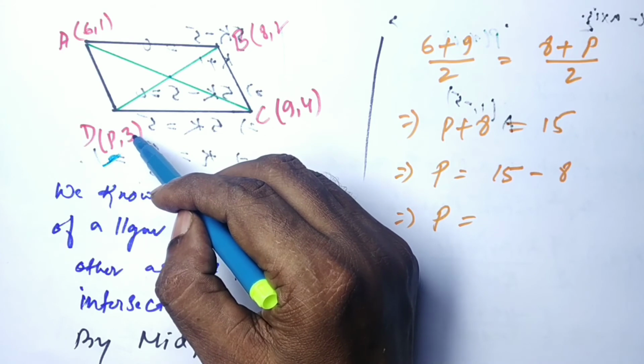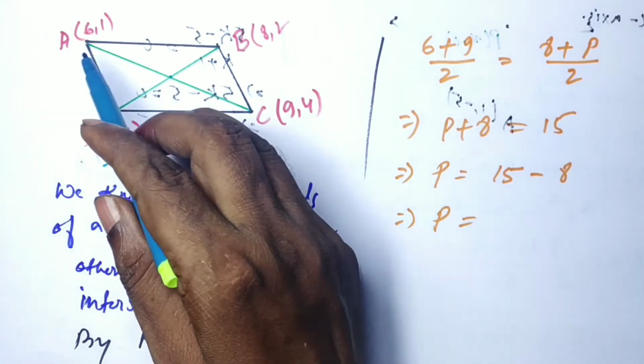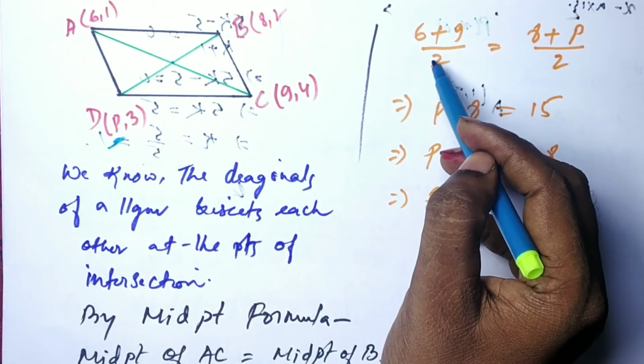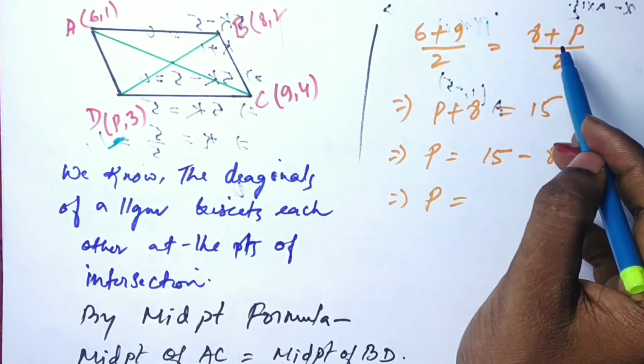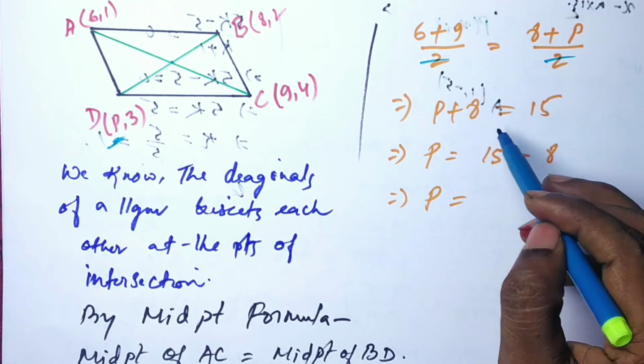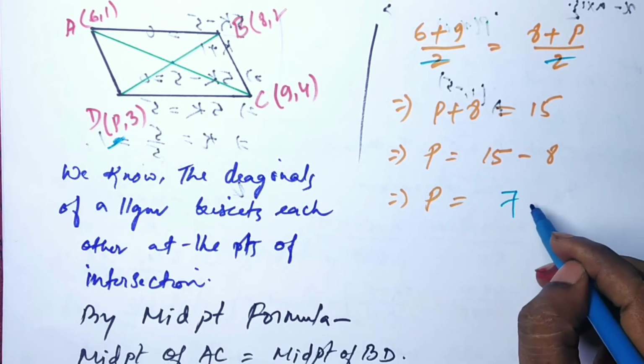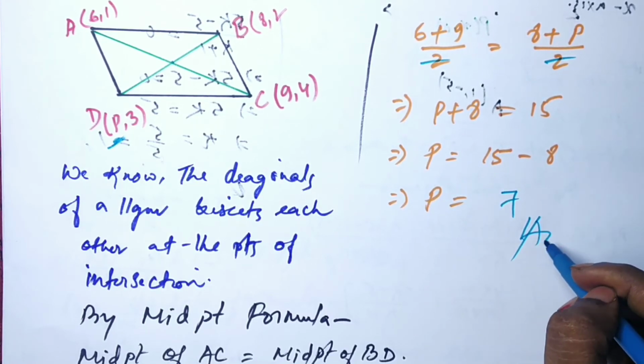We don't need y since p is in x. So (6 + 9) divided by 2 is equal to (8 + p) by 2. So we cancel both 2s, and 8 + p equals 9 + 6, which is 15. So p is equal to 15 minus 8, which is 7, which is our answer.